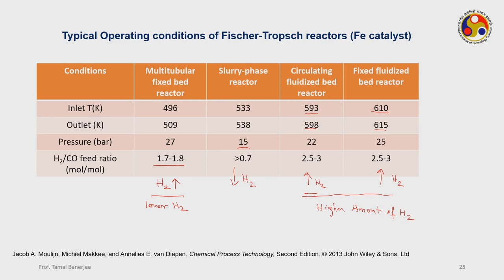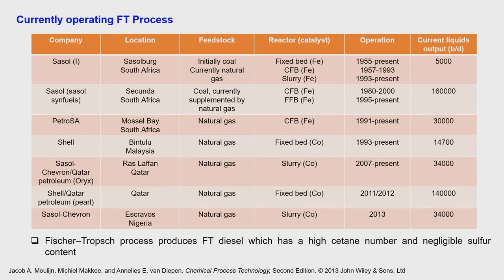Now let us see where the different plants are set up. So these are the different plants now operating. These are the companies: Sasol, Sasol Synfuels, Petro SA, Shell, Sasol, Chevron, Shell, Qatar Petroleum, Sasol, Chevron. So the locations you can see are all worldwide. Some of them are present in South Africa, some in Malaysia, in Qatar, in Nigeria. The feedstocks are also different for different companies. In the initial Sasol, it is primarily coal, while the later ones, Petro SA, Shell, Sasol, which are set up in South Africa, Malaysia, Qatar, use natural gas, primarily methane.